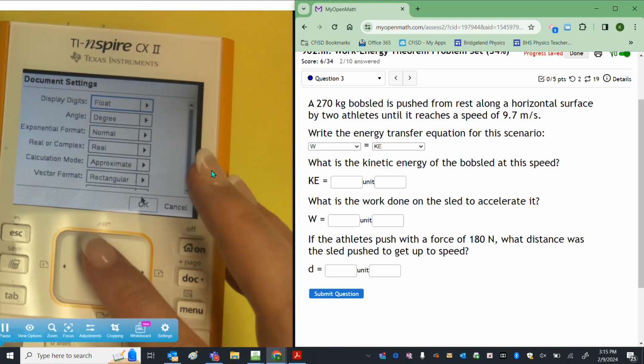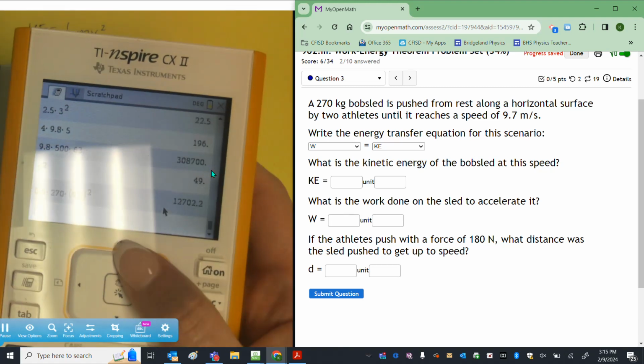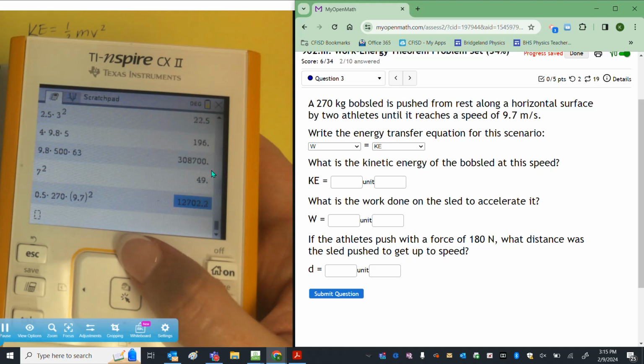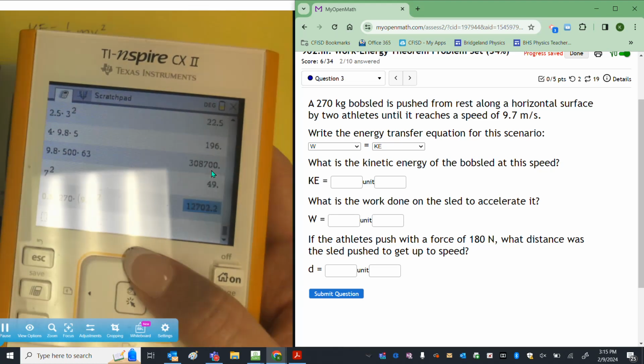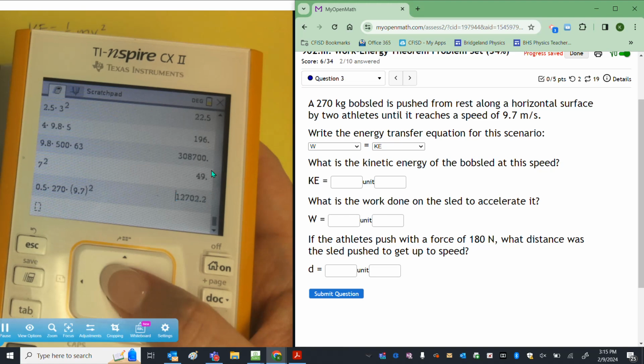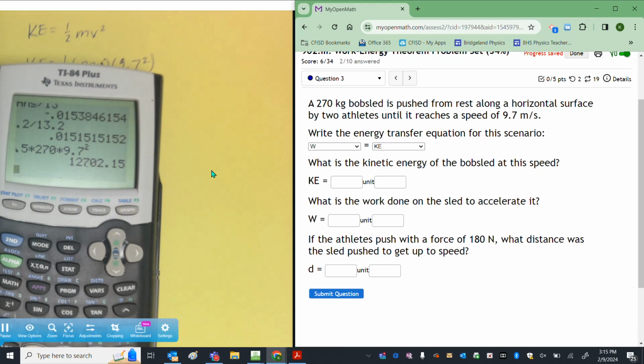If I can get this mouse over here. Then I can type in that exact same thing that we just had. Sorry, it didn't work. Okay, let me just retype it. All right, 0.5 times 270 times 9.7 squared. Oops.